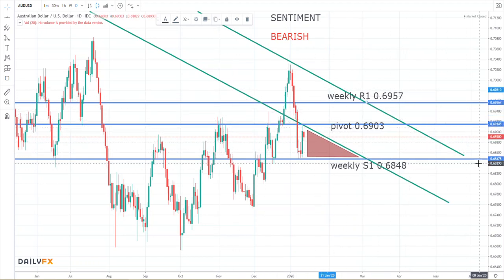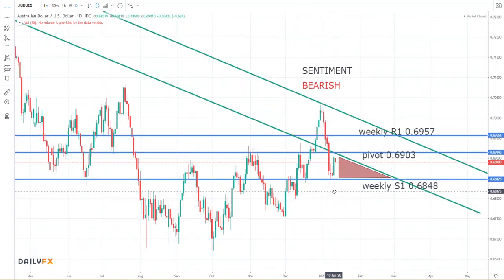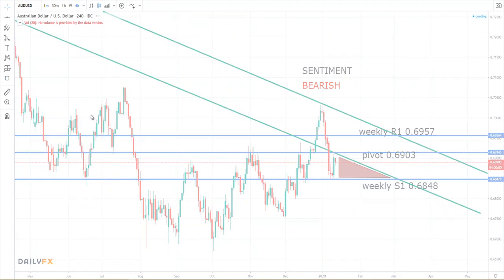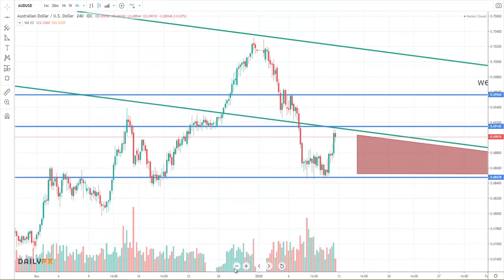So we've got this descending parallel trend channel. We have this pivot resistance line. Now, we do see that this short sloping uptrend has been going since October. So let's go ahead and zoom in to the 4 hour and see what that looks like.